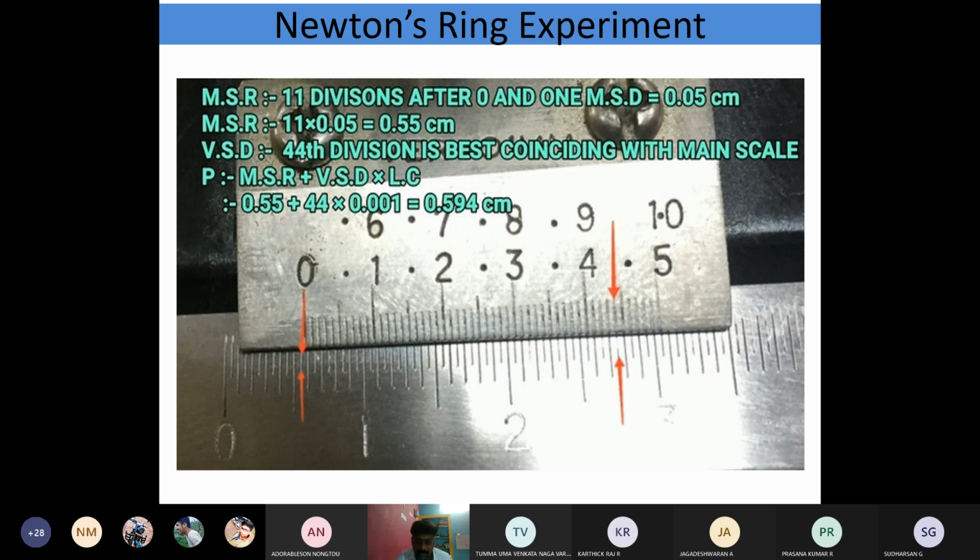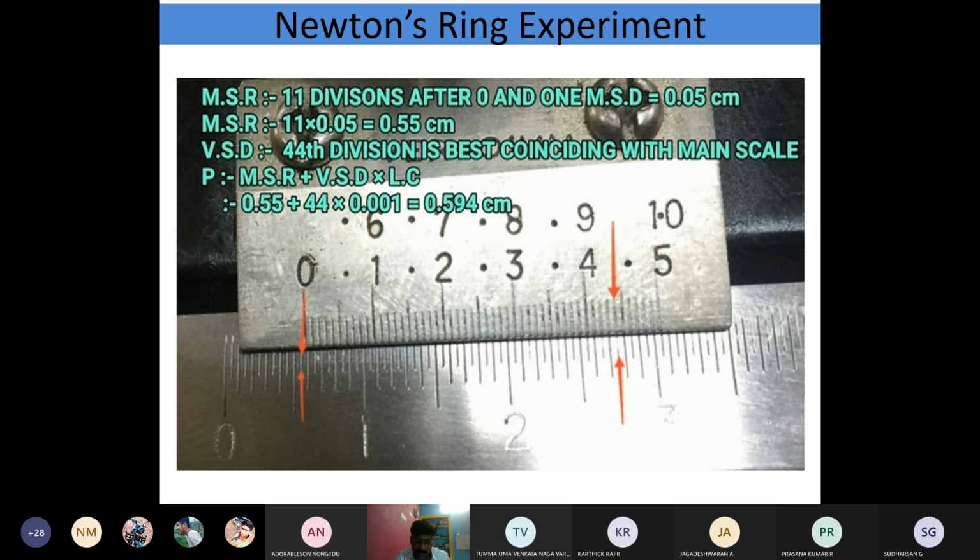So here I have shown a small example of how to measure the readings. For example, I have fixed at the n+3rd position. Here we have shown a 0. Please see this vertical scale 0.